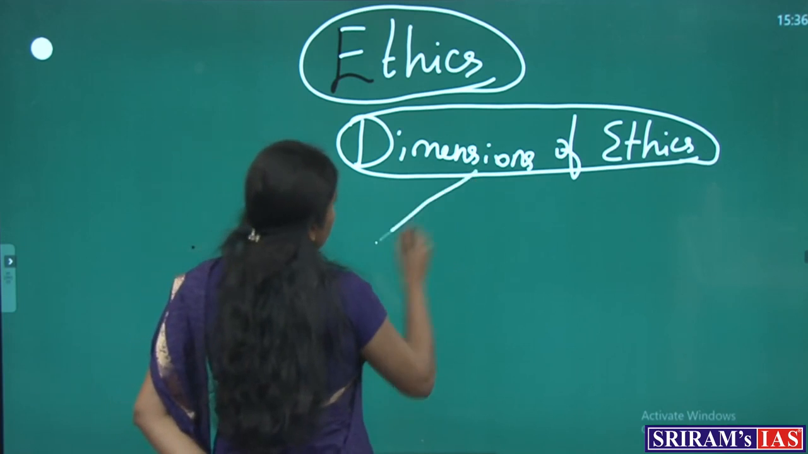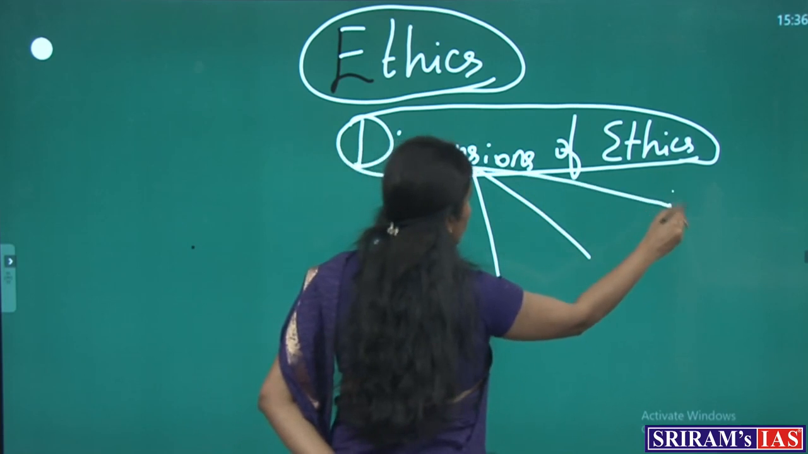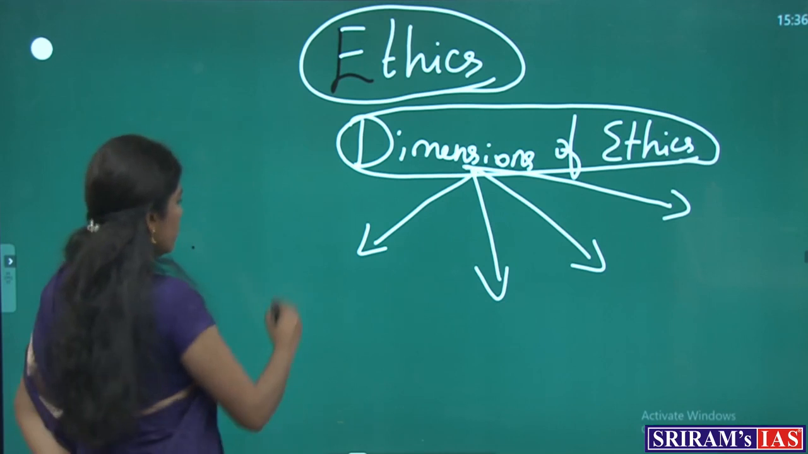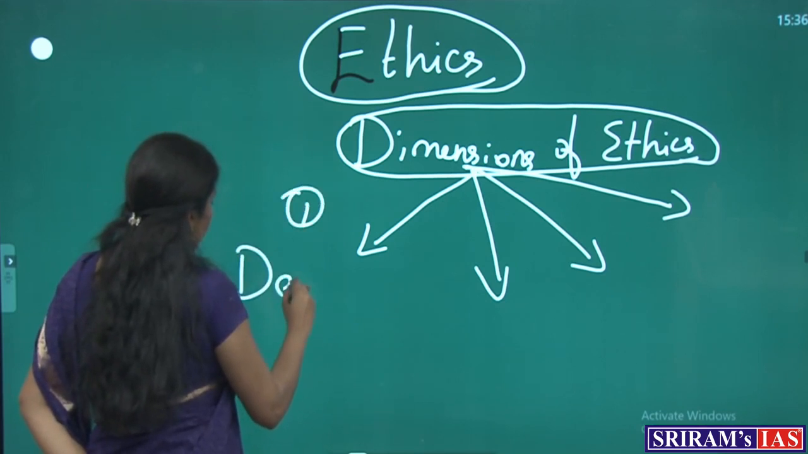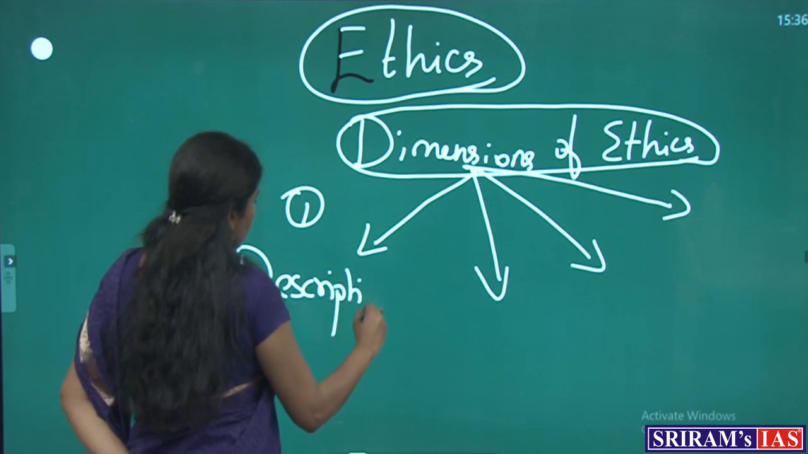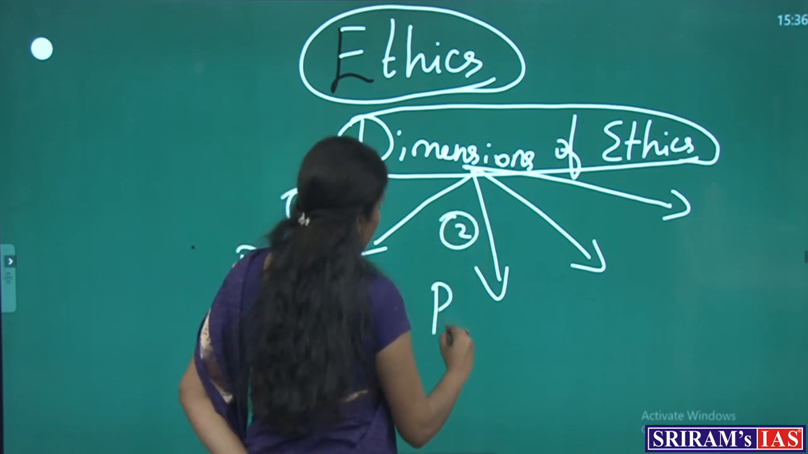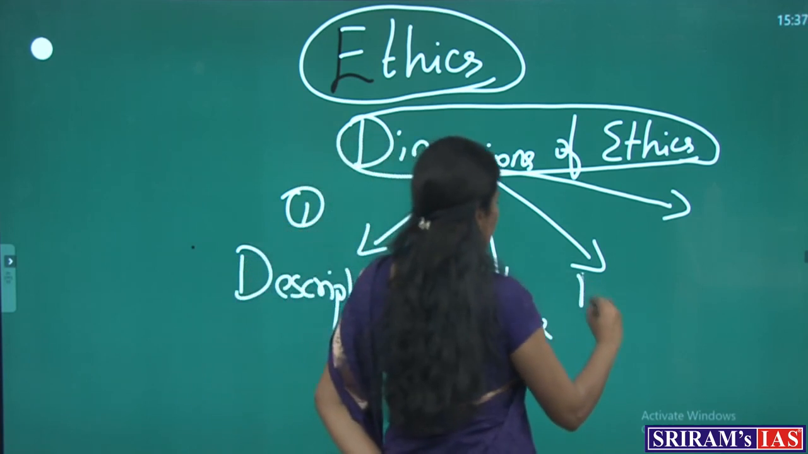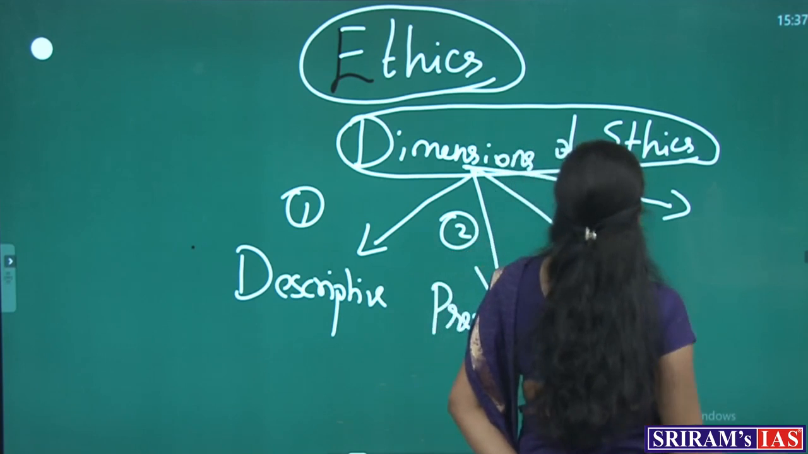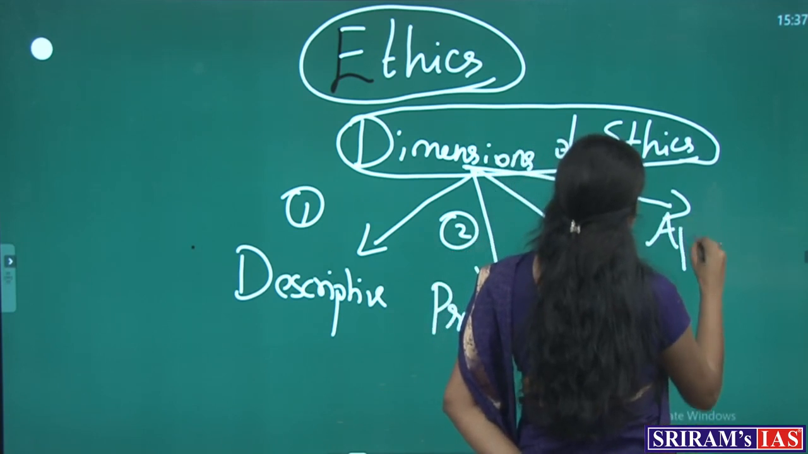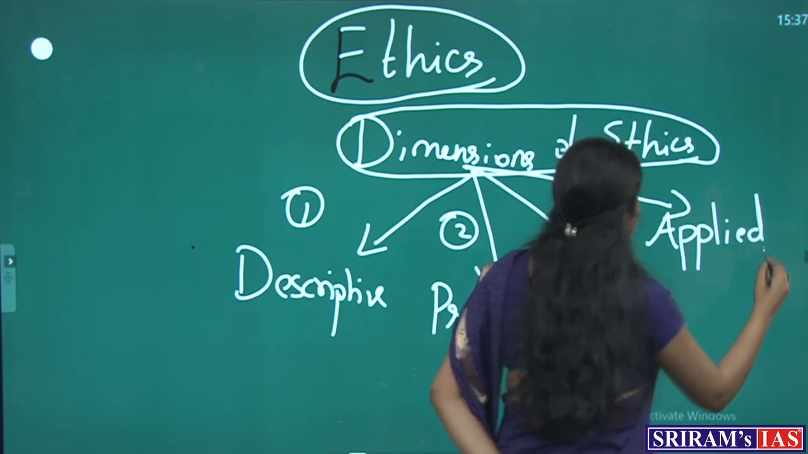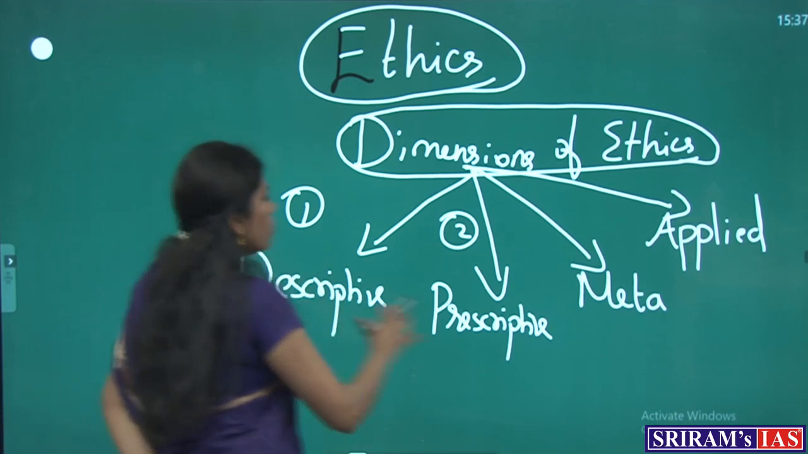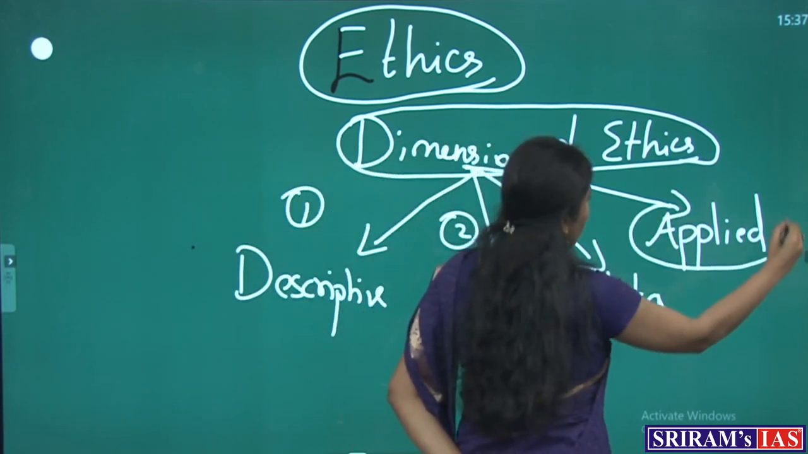See, we have split the dimensions into four. I hope you remember: descriptive, second prescriptive, meta, and finally applied ethics. We have already explained this in our previous classes, so we need not explain again and again. So we will go to this part, that is applied ethics.